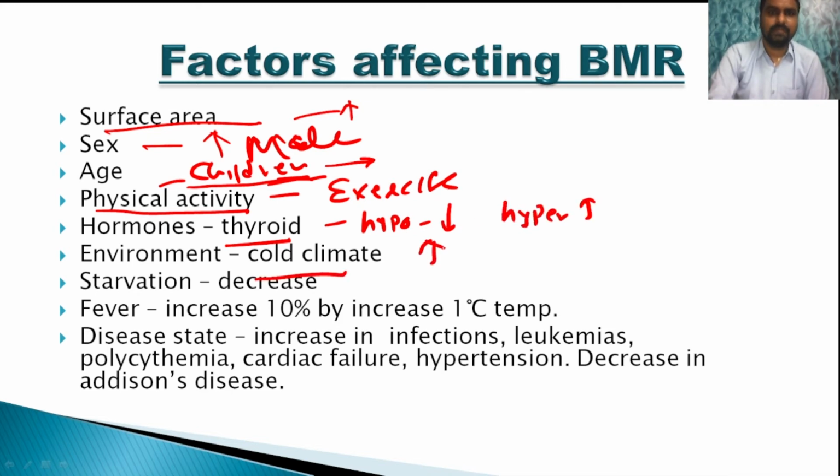In cold climate, BMR will be increased. During starvation, BMR will be decreased. In fever, BMR will be increased, 10% for each 1 degree Celsius rise in temperature. And in disease states like infection, leukemia, polycythemia, cardiac failure, hypertension, the BMR is increased, while in Addison's disease it will be decreased. So in which conditions is the BMR increased?